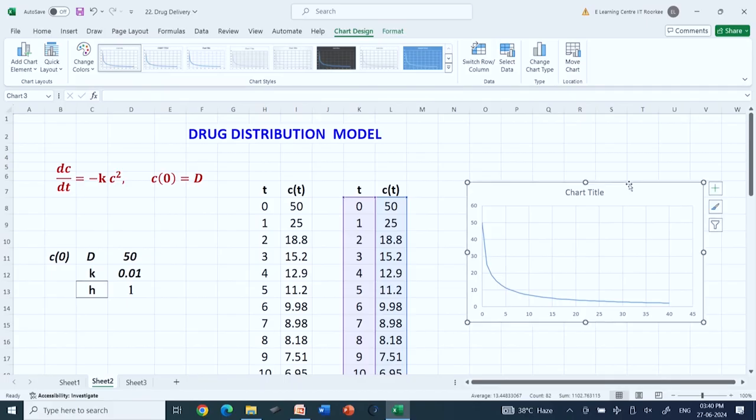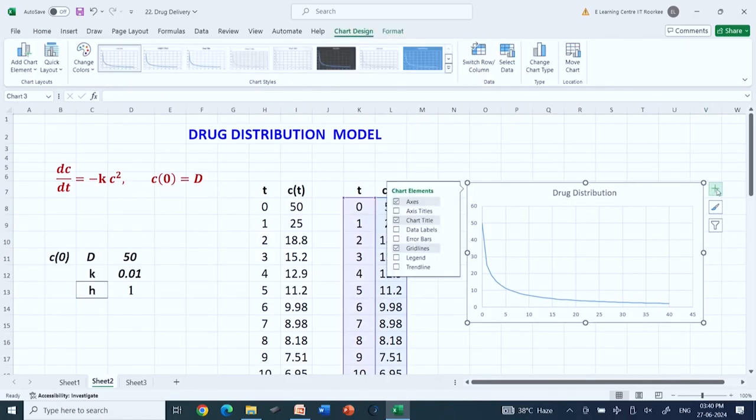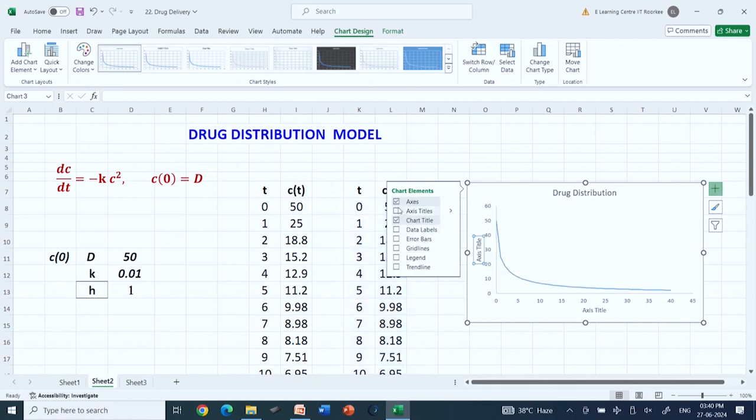So, name of the chart: drug distribution. I remove the grid lines, I want axis titles, and this will be time. And this will be the concentration of the drug.